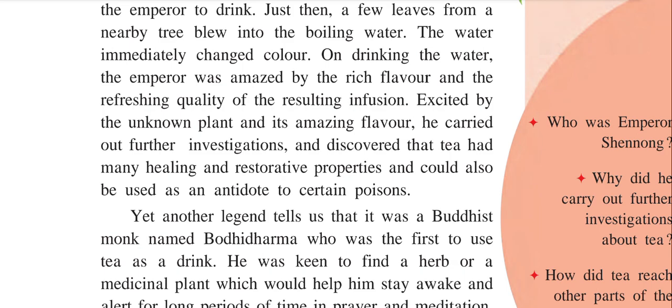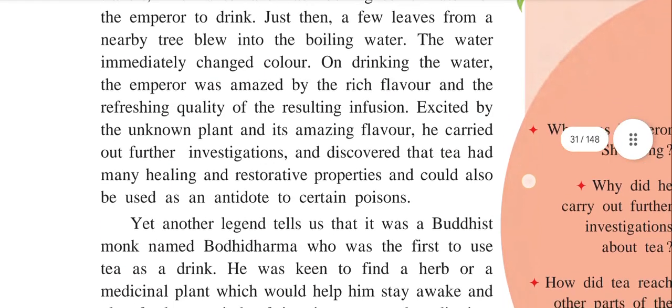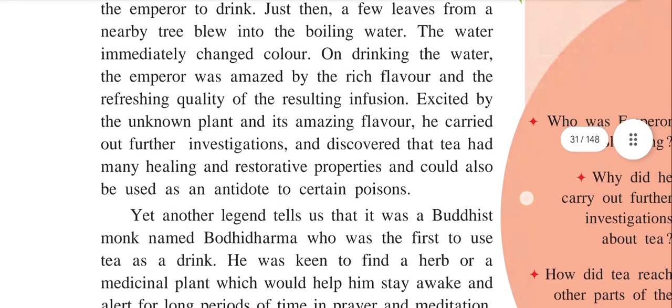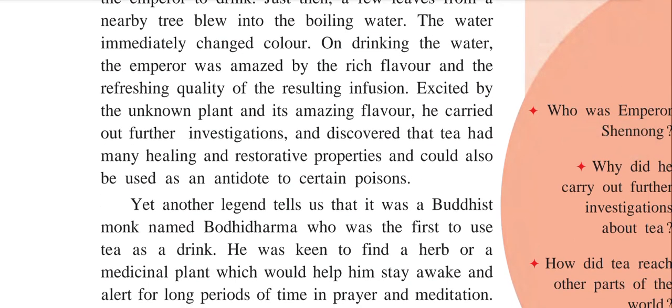The Emperor Shennong liked the taste of that water because some leaves had fallen into the boiling water, and the water changed its color. Not only did it change its color, but the water also changed its taste. And the Emperor Shennong liked that taste.